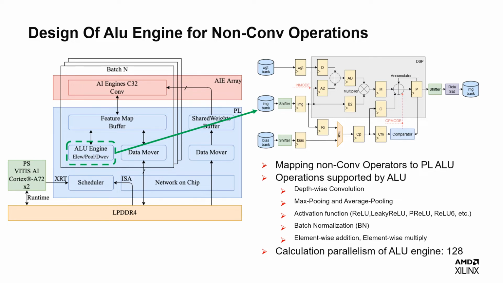The ALU engine supports wide parameter range, such as kernel size ranging from 1 by 1 to 256 by 256 for pooling and depthwise conv operations. Thus, many popular CNN models can be deployed on our hardware accelerator. In our design, the calculation parallelism of ALU engine is 128. The combined design of AAE for conv and ALU for non-conv can better balance the resource utilization, new feature support, and efficiency of the whole system.